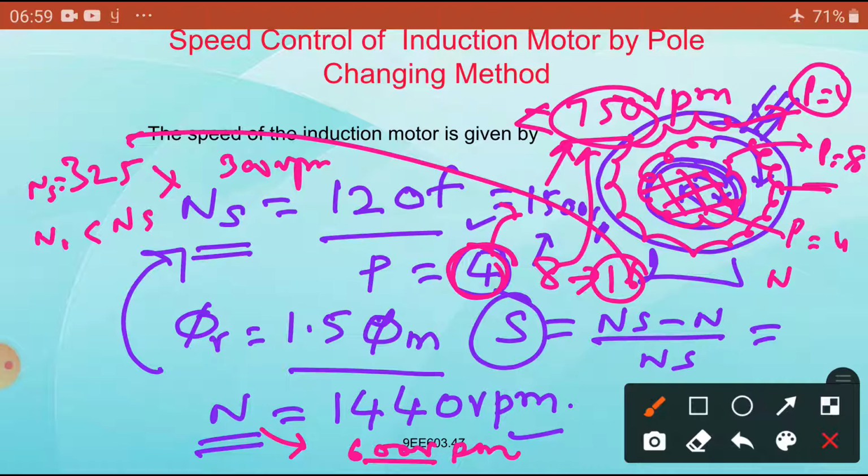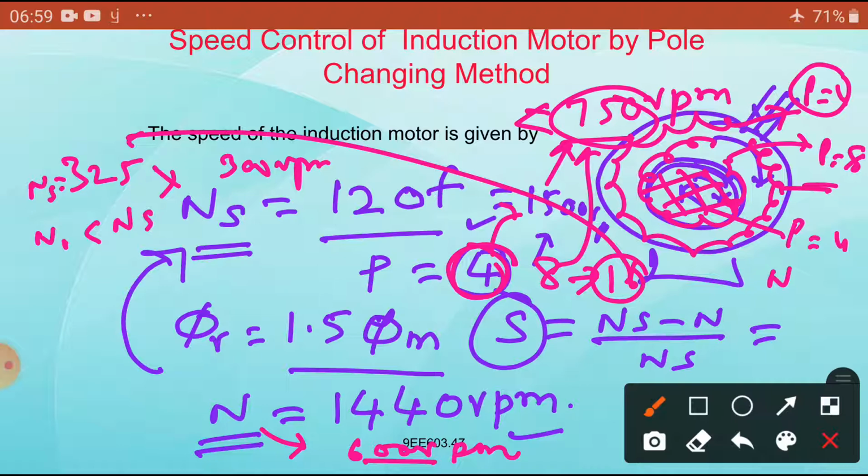Whatever the stator winding, if we change the number of poles, the rotor automatically creates its own number of poles corresponding to the stator winding. Now the rotor winding also creates an 8 pole machine, and correspondingly the motor will run at some speed.